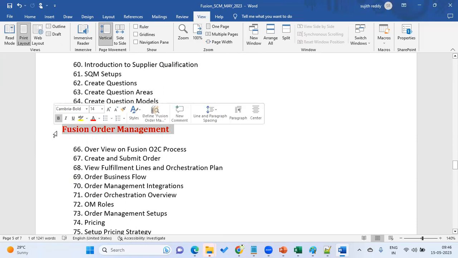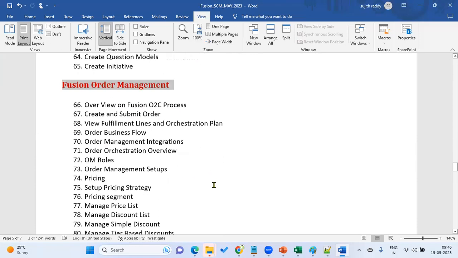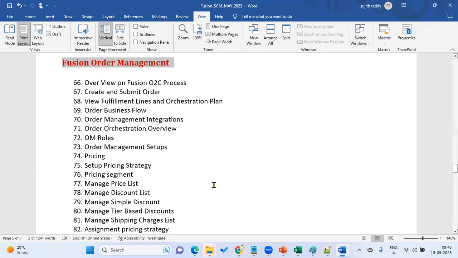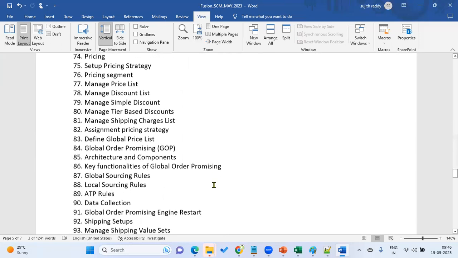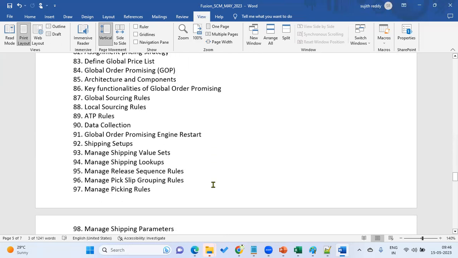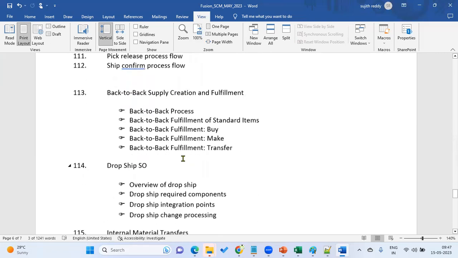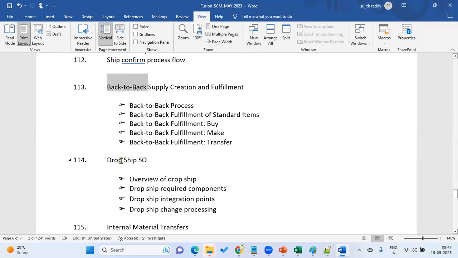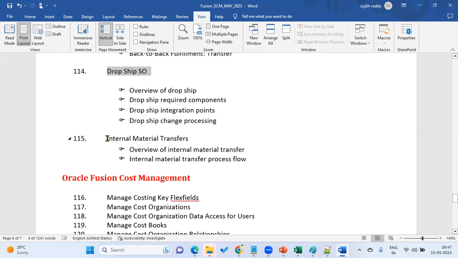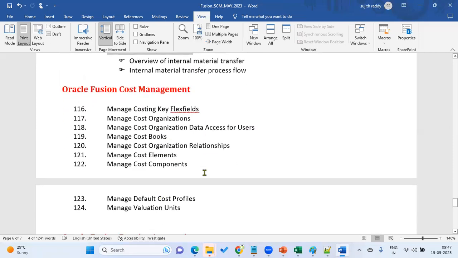How about the order management module? In order management, we are going to have the complete order management setups, pricing setups, shipping setups, and GOP setups. Also we'll talk about the shipping process, like when we are going to prepare the ATP rules, available to promise, drop shipment and how we configure it. We'll be discussing back-to-back orders because they are very, very important. Back-to-back order, drop shipment, and internal material transfer, internal orders, all this.